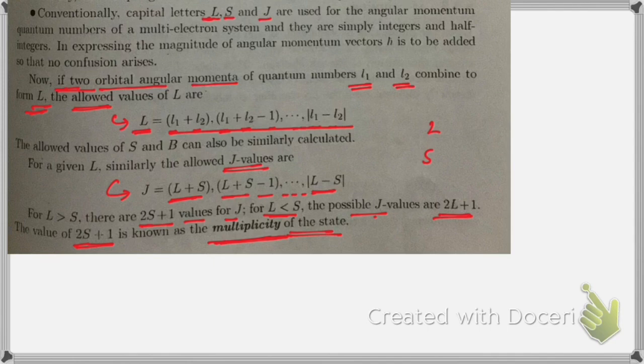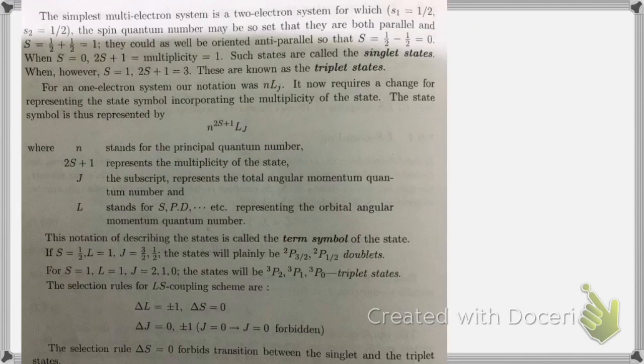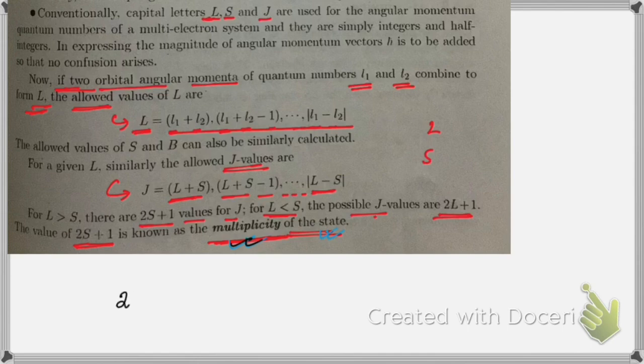So now you see, what do you mean by multiplicity state? That means, if you get the value of 2S plus 1, suppose S is equal to 0, then 2S plus 1 will be 1. This value is equal to 1, that means it represents a singlet, okay? Then if you get multiplicity 3, then it's going to be a triplet, like that.